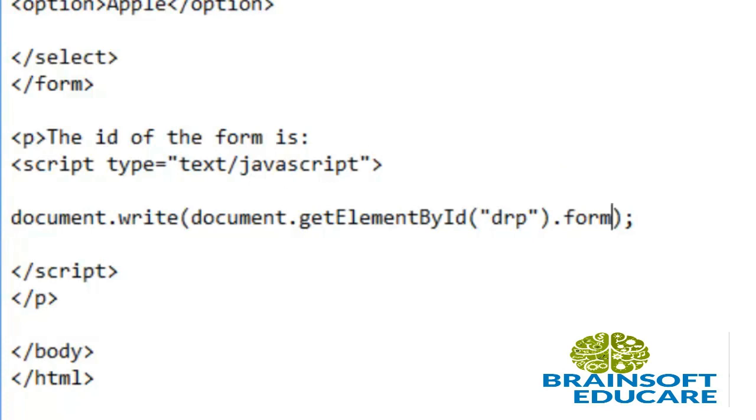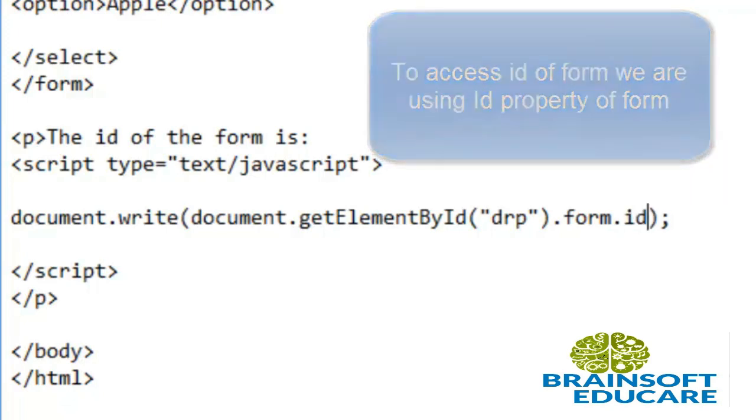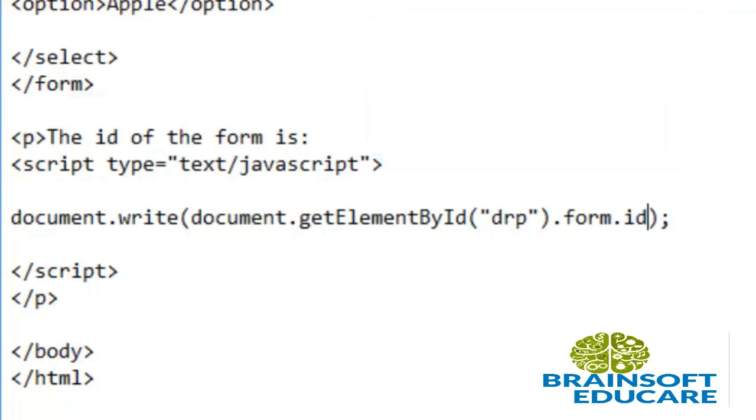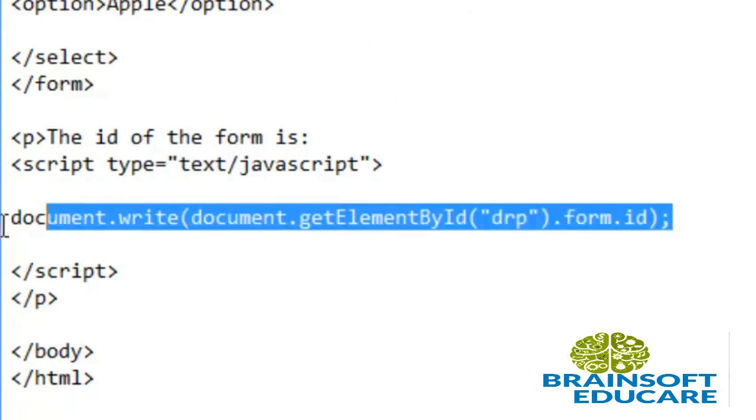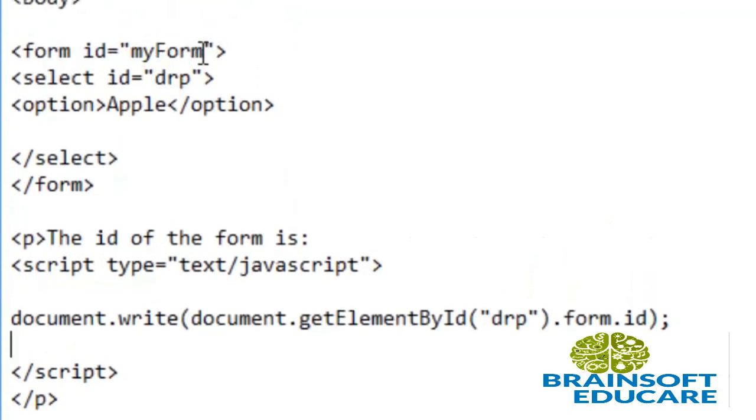Now I want to retrieve the ID of the form. Now ID is the child of form, so I am accessing ID of form, which is ID, and save this document. Now we have written full method to access form's ID. Here our form ID is my form.